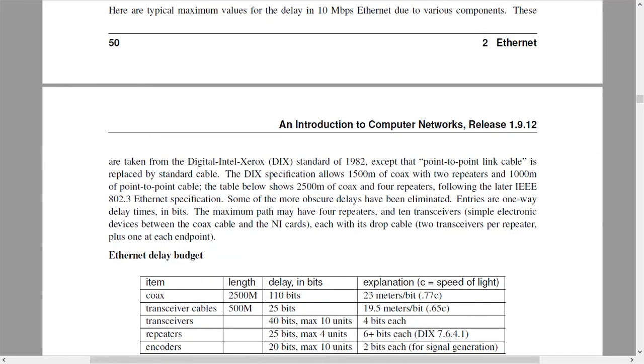Collisions are normal in Ethernet. It is designed to handle collisions. It's designed to have collisions. There are collisionless protocols out there, but they have such a high overhead and the specialty equipment that it's just not becoming feasible.